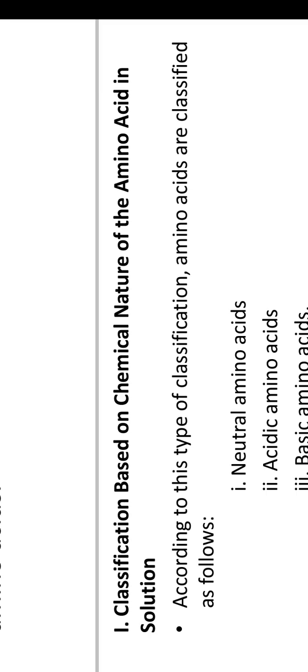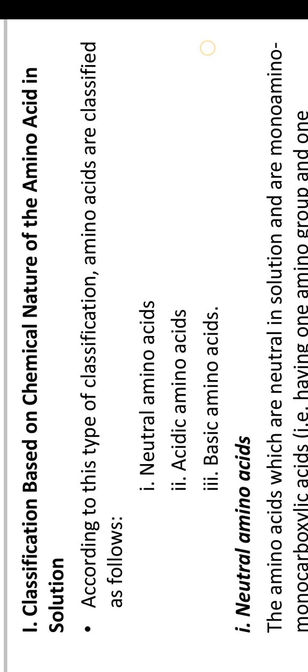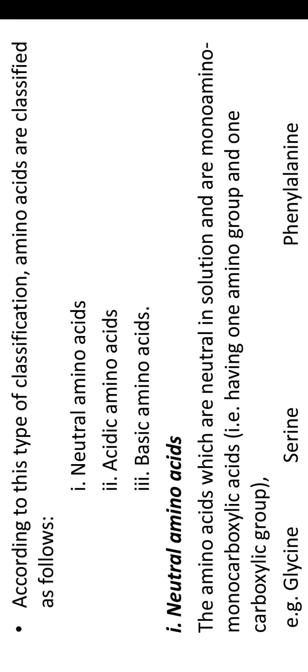First, we see the classification based on the chemical nature of the amino acid in a solution. There are three types: neutral amino acid, acidic amino acid, basic amino acid. First, we clearly see neutral amino acids. Neutral means the amino acids which are neutral in solution and are monoamino monocarboxylic. That means one amino group and one carboxyl group in an amino acid is known as a neutral amino acid.